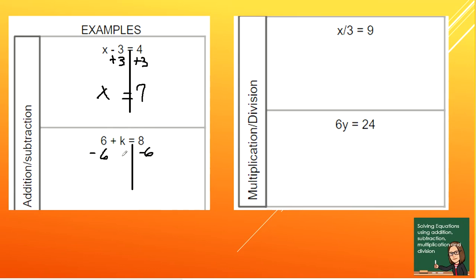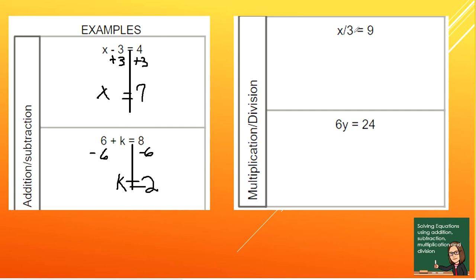Again, it may seem very tedious to do it, but it's going to help you out later on when you have harder equations. So now 6 minus 6 is 0. Ooh, the 6 is gone. So then I have k left on the left side equals 2. Because 8 minus 6 is 2, and that's it. There's our addition, subtraction. Now let's go to the other one, multiplication, division.